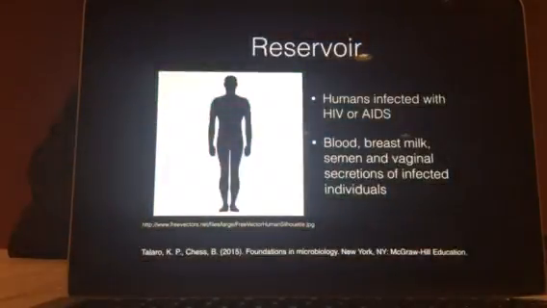So humans are the reservoir for HIV and AIDS, and the virus is found in the blood, breast milk, semen, and vaginal secretions of these infected individuals.